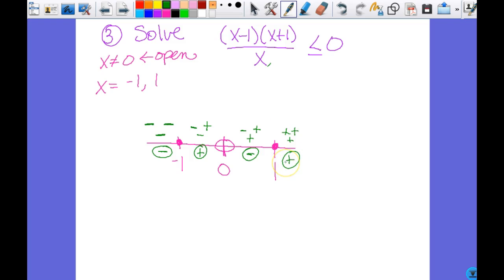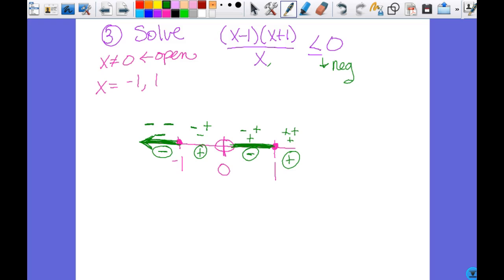Now here's what some of you didn't do either on the test or on your homework. It's more than just this right here. You've got to actually shade the number line. We want it to be less than or equal to 0. That means we are looking for the negative. So wherever it's negative, I shade it. And this should be an arrow because it keeps on going.